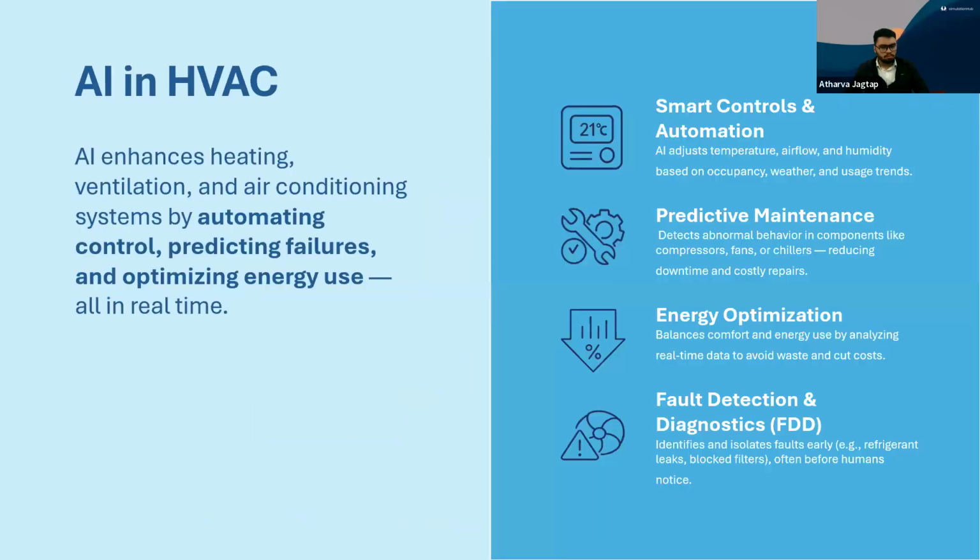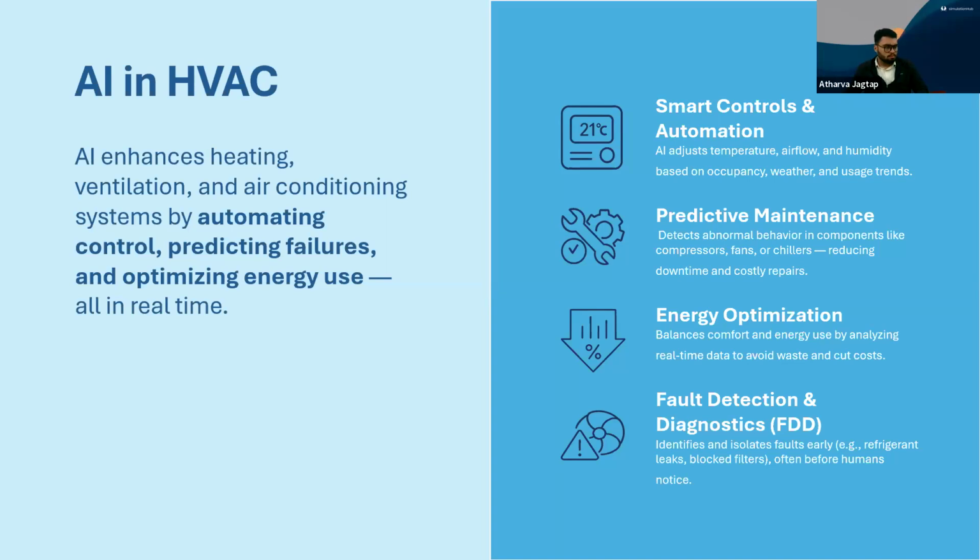So in the next slide, we'll see what AI applications we can implement in HVAC. AI can enhance heating, ventilation, and air conditioning systems by automating controls, predicting failures, and optimizing energy usage in real time. We can feed real-time data through the sensors, and it can predict temperatures, airflow, and humidity live, based on parameters like occupancy, weather, and usage trends.